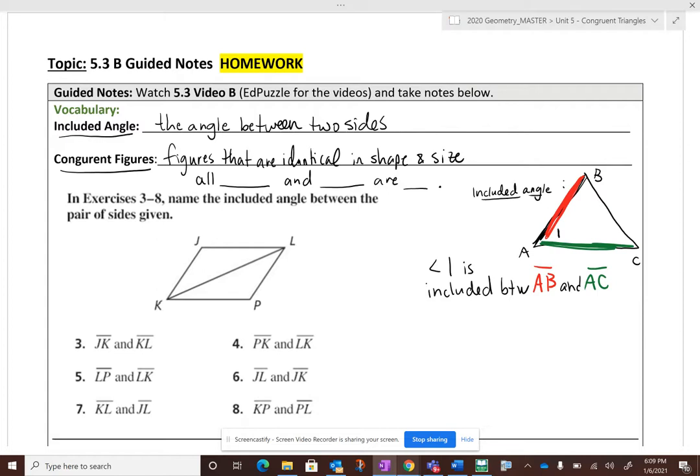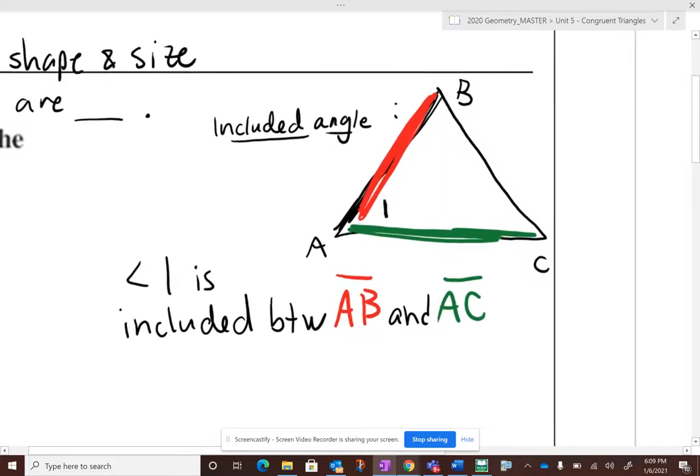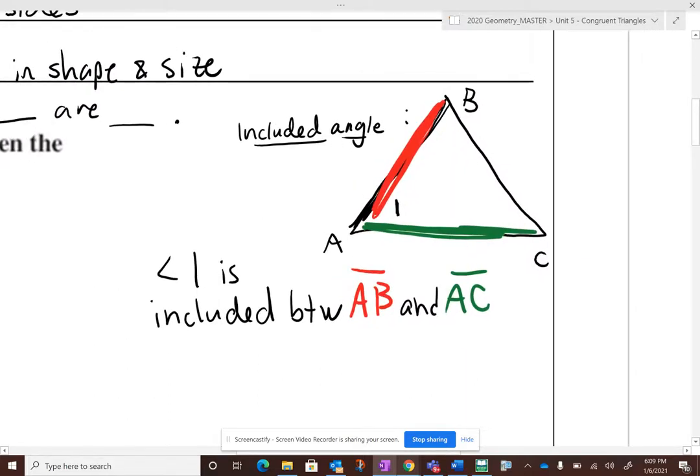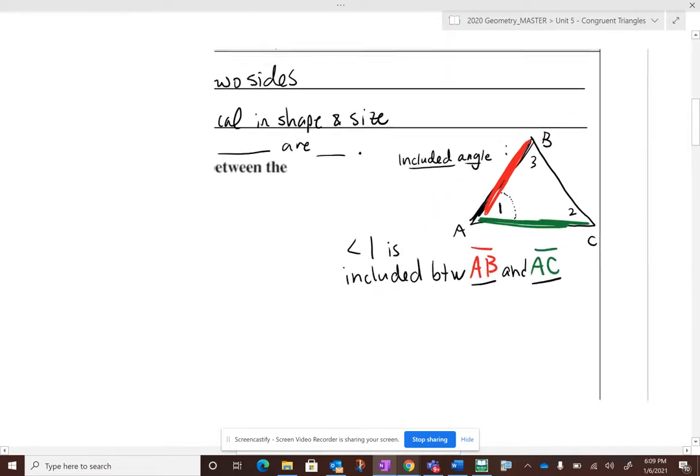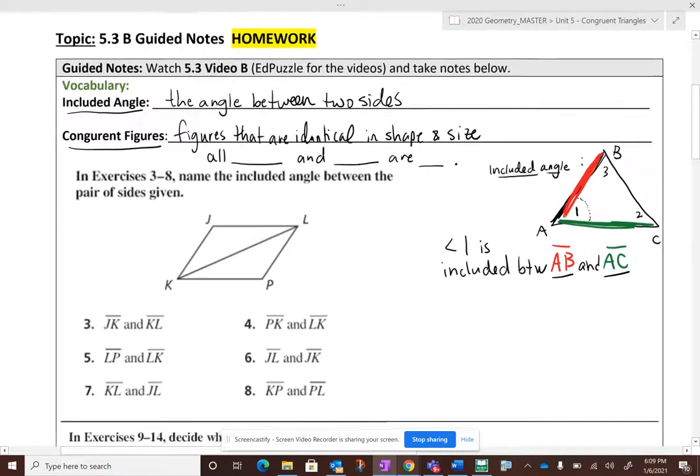So the included angle is the angle between two sides. Y'all know I usually like a picture more than words. So if you're thinking about sides AB in red and side AC in a triangle, the included angle is the angle between the two of them. There are other angles here, but those are not included angles. So that's the definition. Make sure you pause it and draw the picture as well.